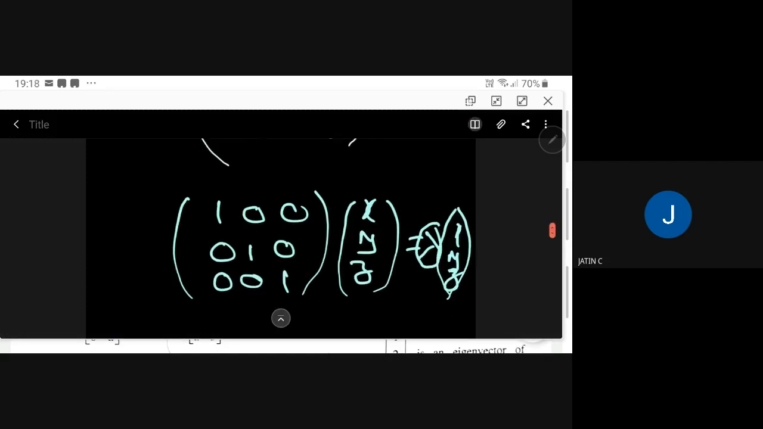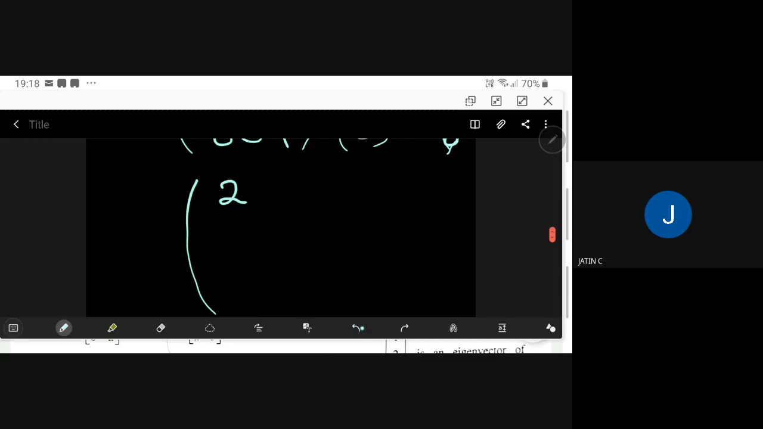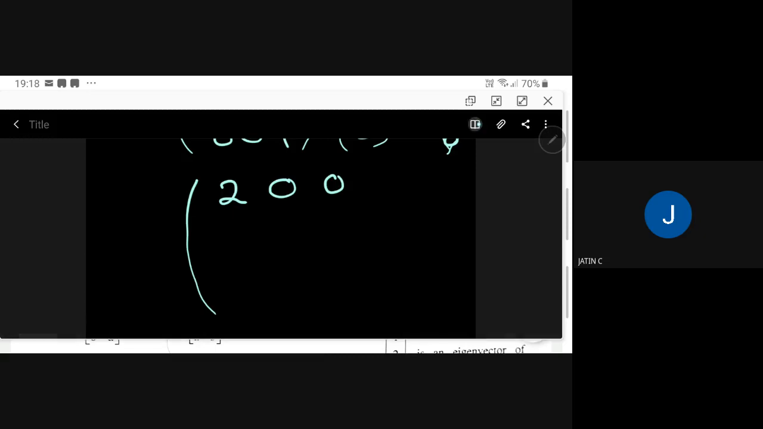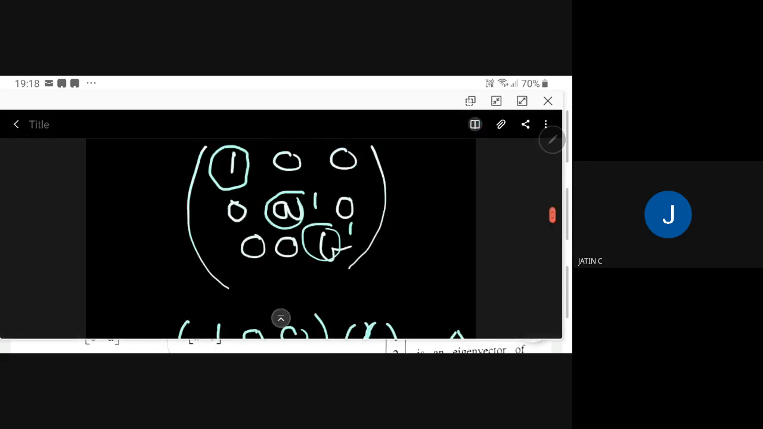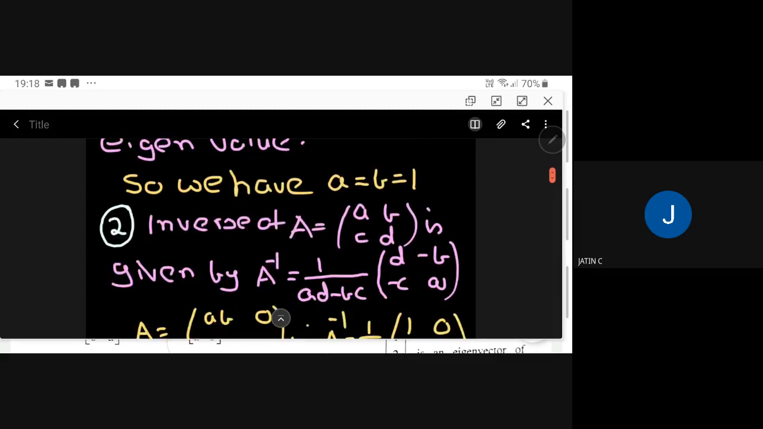So for the solution for the first problem, we have A is equal to B is equal to 1.